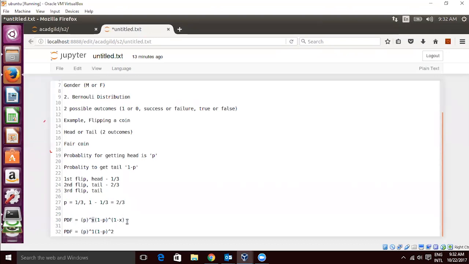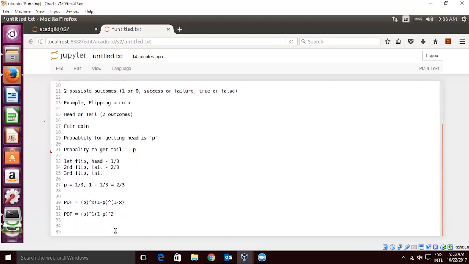Simple. In your scenario, the tail could be the success and head could be the failure. Then this x would be the tail and 1 minus x would be the head. It's better to denote x as a success and 1 minus x as the failure, since we have two possible outcomes, and 1 minus success is nothing but the failure. So now we know the probability density function of a Bernoulli distribution, and I can find the probability of head.